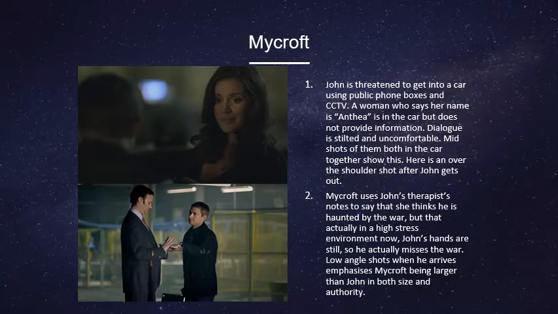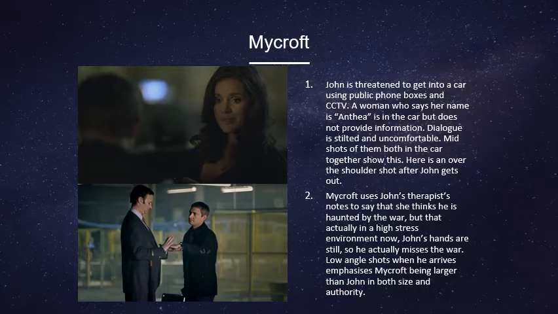Another one of those in this episode is Mycroft, although he's not named straight away. All we see is John threatened into a car using public phone boxes and CCTV. This means that the person threatening or manipulating him has a lot of power to control those technologies because they're supposed to be public.